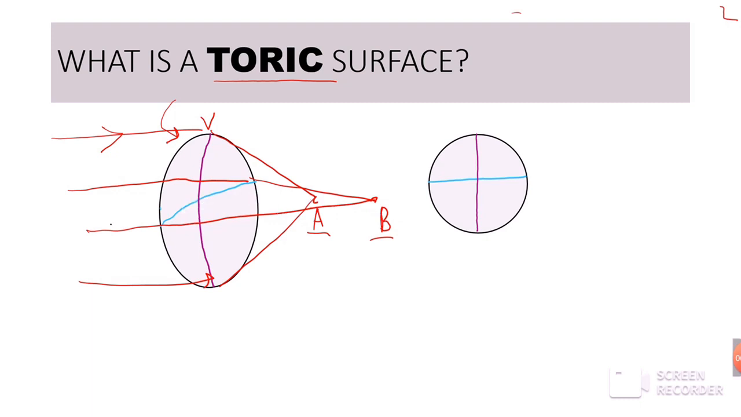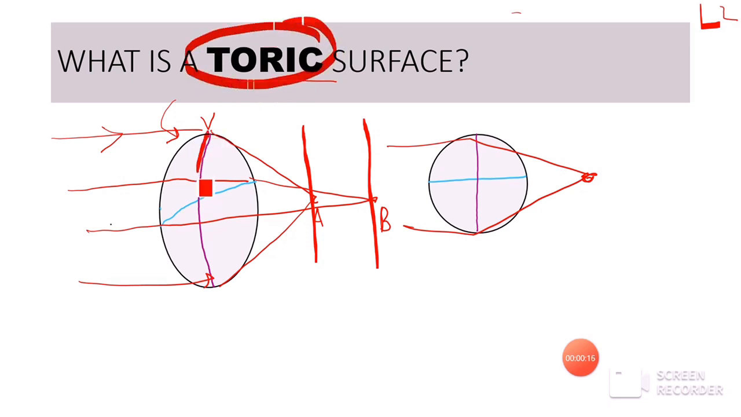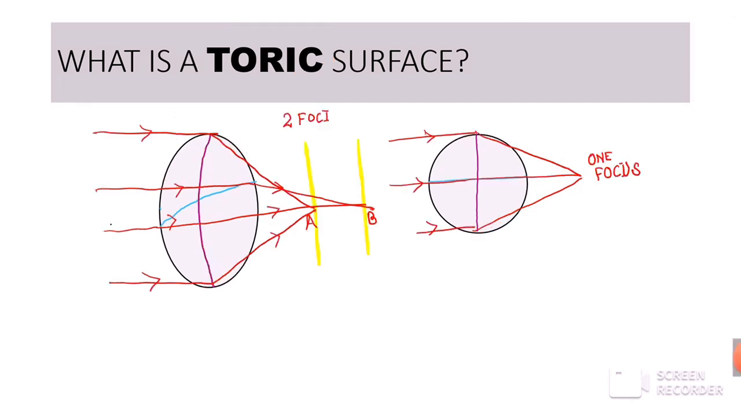So whenever there's a difference in the powers of the meridians, there will not be a single focus as what we saw in a spherical surface. Instead, we are actually having two foci. Now, if we draw two planes, one passing through A and another passing through B, A and B will be two focal planes. So what do we get to know now? That in a toric surface, two meridians are not having equal power. One meridian is having greater power compared to the other meridian, because of which we have two focal points and we have two focal planes.